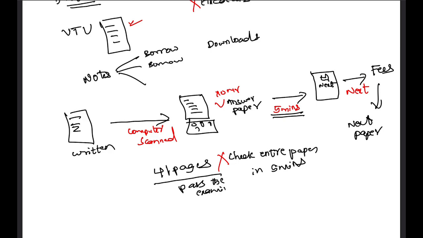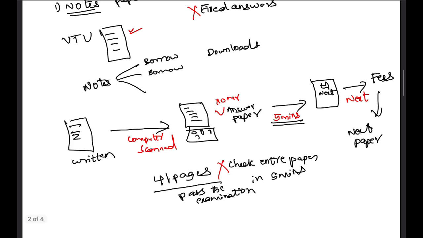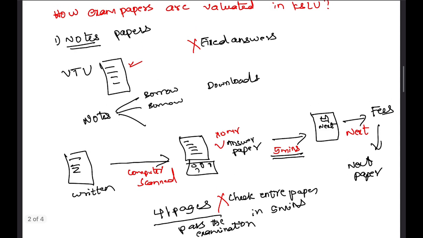But don't write bogus. Try to write good content, but try to fill up 41 pages. Then you will easily pass if you are only aiming to pass the examination. But if you are writing to score in the examination, then write at least that much only, which will grant sufficient time for the evaluator to read your entire answer. So this is the trick behind scoring and passing the examination of KSLU.